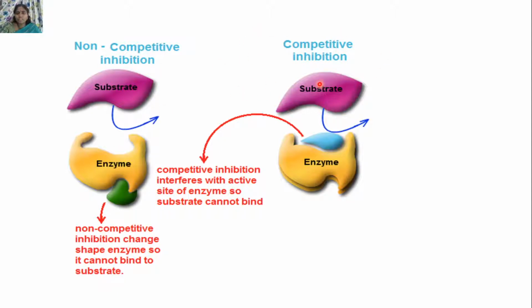What is competitive inhibition? You have the other site here and you have the active site. This is the inhibitor. It binds to the same site where the substrate binds. That means this inhibitor competes with the substrate for binding the active site. Competitive inhibition interferes with the active site of the enzyme, so the substrate cannot bind. That is the difference between non-competitive and competitive inhibition. Now we have to know which drug molecules, organic compounds, can act as non-competitive and competitive inhibitors. Non-competitive inhibition is also called allosteric inhibition.